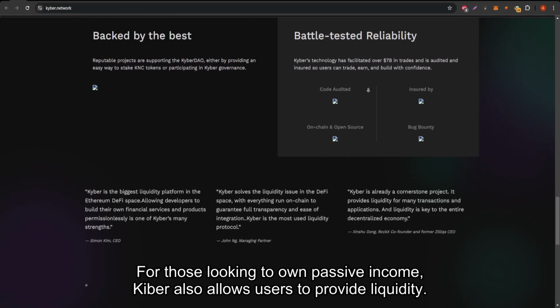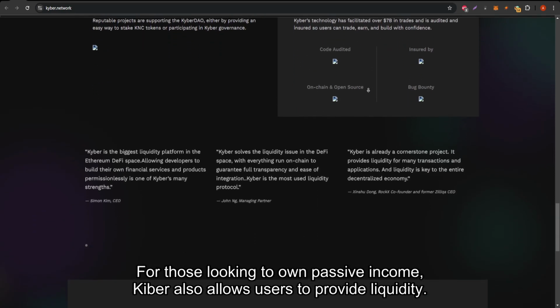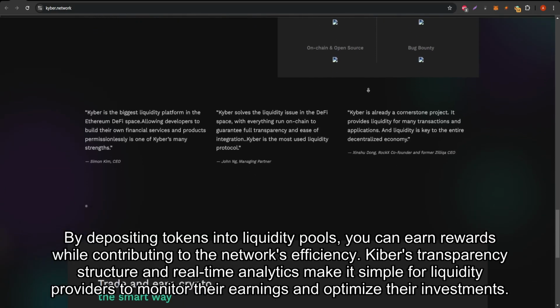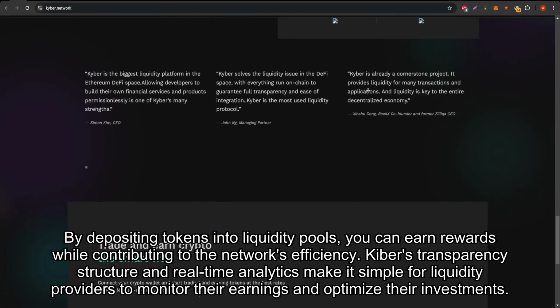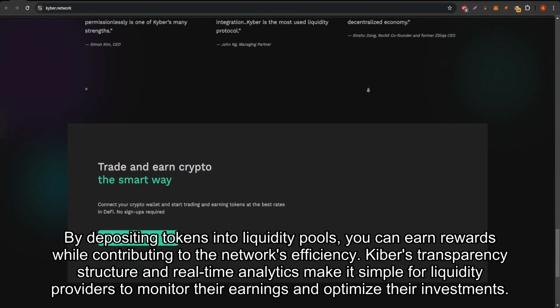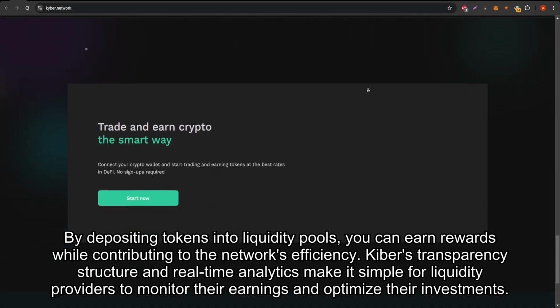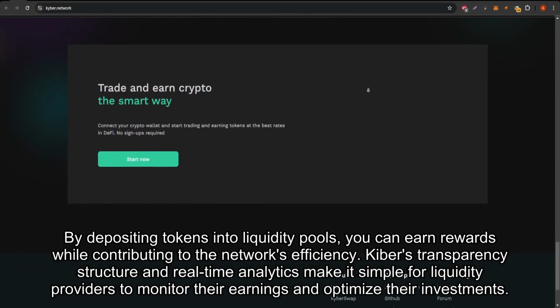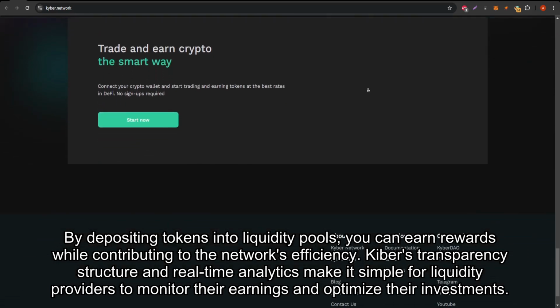For those looking to earn passive income, Kyber also allows users to provide liquidity. By depositing tokens into liquidity pools, you can earn rewards while contributing to the network's efficiency. Kyber's transparent fee structure and real-time analytics make it simple for liquidity providers to monitor their earnings and optimize their investments.